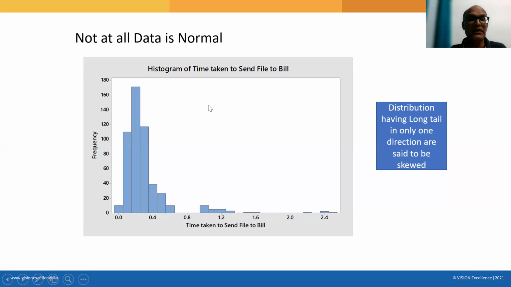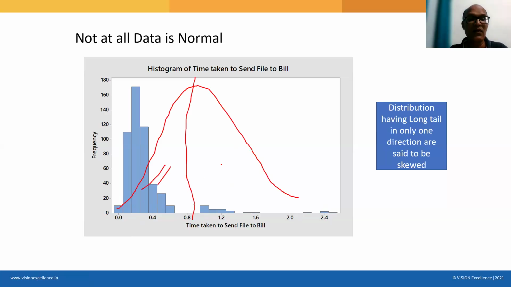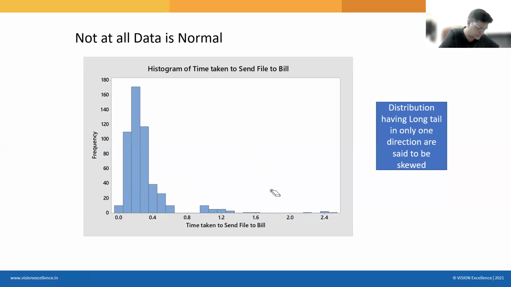A normal distribution will be something like this. A normal distribution generally will be something like this. This is the normal distribution. Either this side or this side, it will be symmetrical. But this data, typically what we are seeing is that there is no symmetry. Do all of you agree? Yes. So this is typically called positively skewed data.